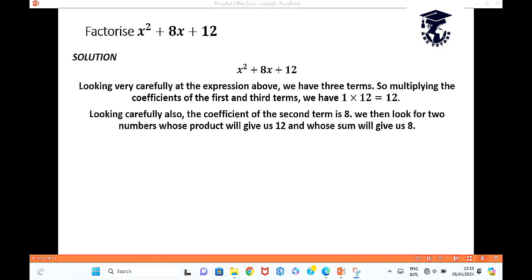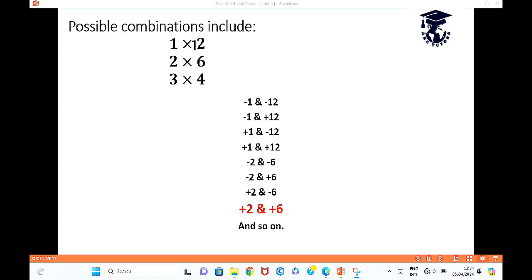So we have two numbers now, 12 and 8. What we do now is look for two numbers such that when we multiply them together, it will give us 12, and when we add them together, it will give us 8. One of the shortcut methods I usually use in questions like this is to start from the product that we got. What is the product that we got? 12. So I'll write out my 12.